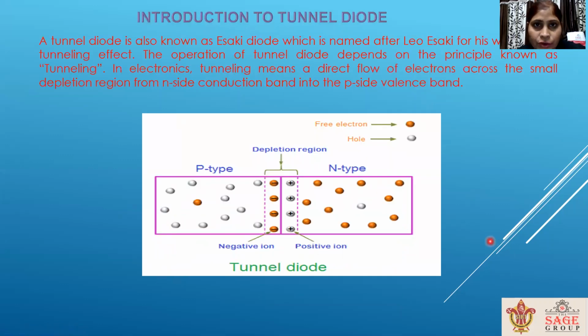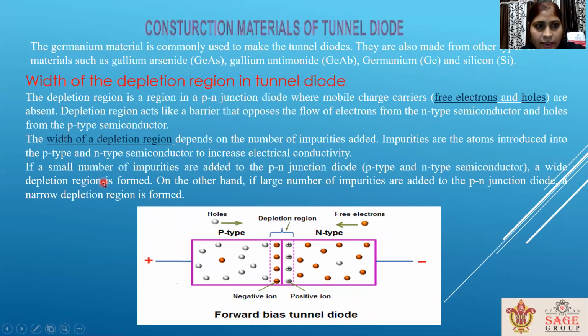Now, the introduction. A tunnel diode is also called the Esaki diode, which is named after Leo Esaki. Leo Esaki worked on the tunneling effect. The operation of the tunnel diode depends on the principle known as tunneling. So what is the meaning of tunneling? Tunneling means the flow of electrons from the conduction band at the n-type layer towards the valence band at the p-side layer. So this is called tunneling.